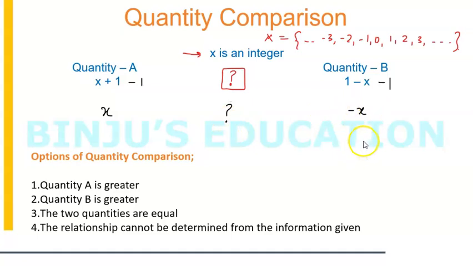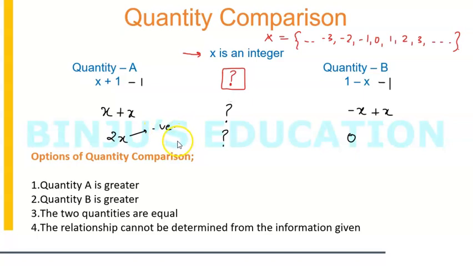Then the next thing that I will do is add x on both sides. So plus x, plus x. This will become 2x and this will become 0. Now you need to compare 2x with 0. If in case x is negative, then 2x will also become negative.